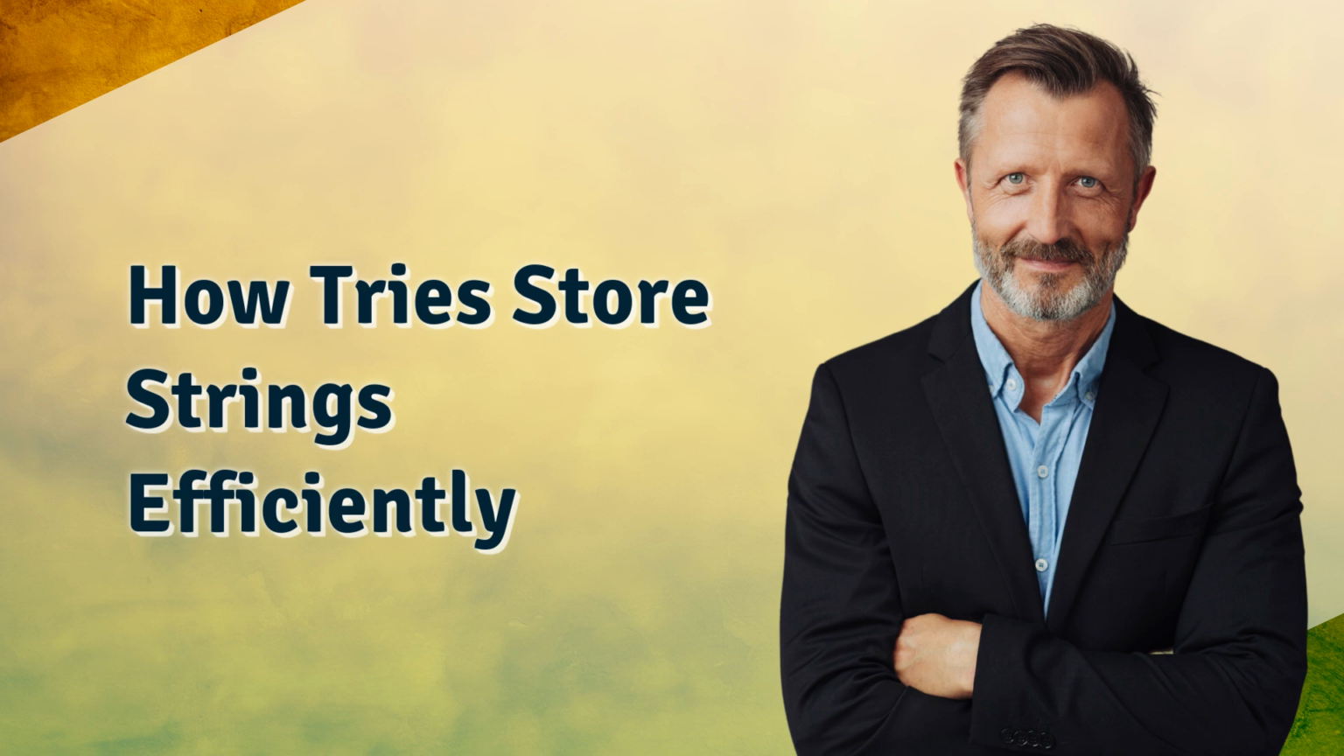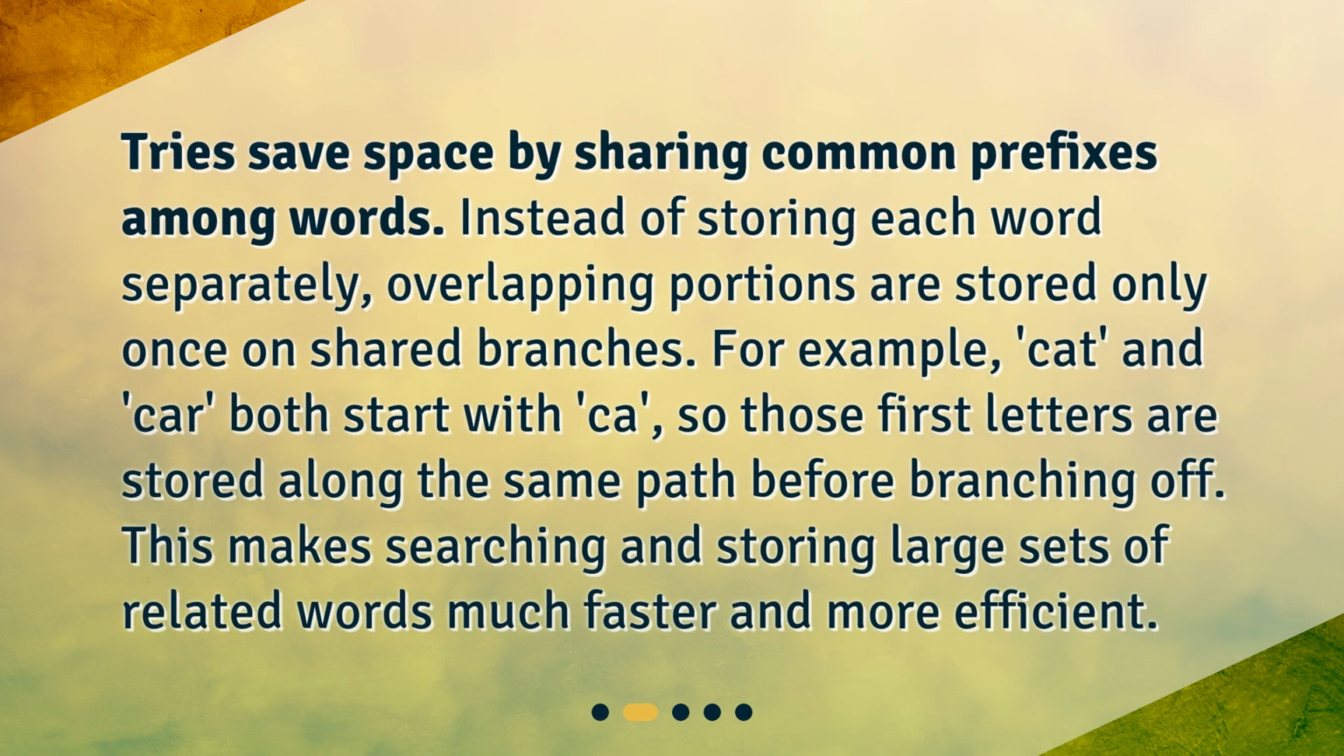How tries store strings efficiently. Tries save space by sharing common prefixes among words. Instead of storing each word separately, overlapping portions are stored only once on shared branches. For example, "cat" and "car" both start with "ca", so those first letters are stored along the same path before branching off. This makes searching and storing large sets of related words much faster and more efficient.